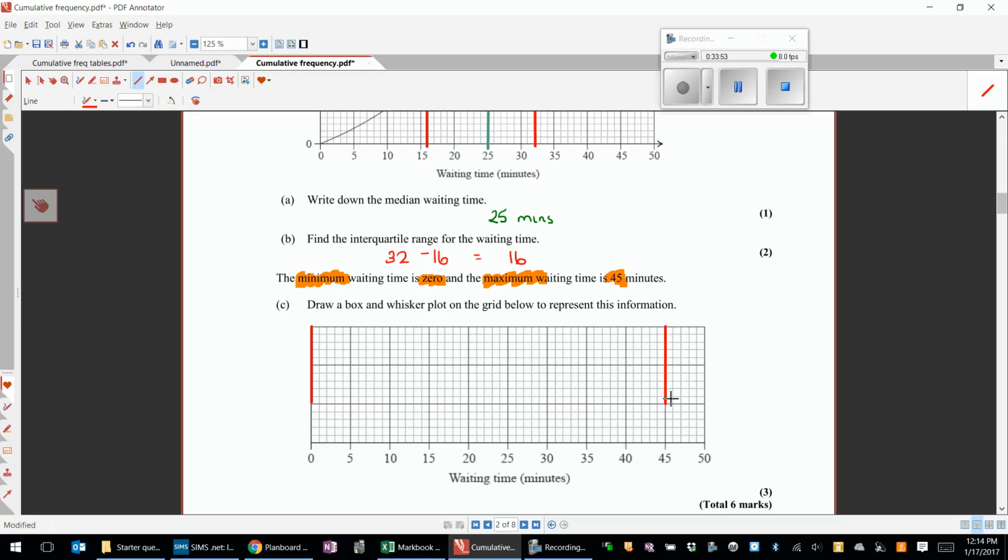A line at the median. Okay, so that's 25. 25 there. Just keep it colour consistent. And then I'm going to do my upper and lower quartile at 32 and 16. So down. Okay. And then we draw our box and the whiskers.